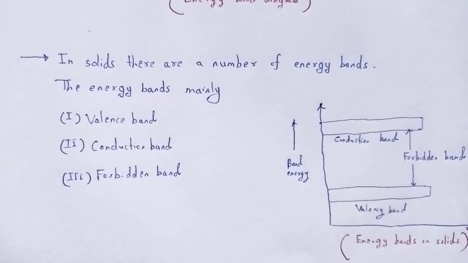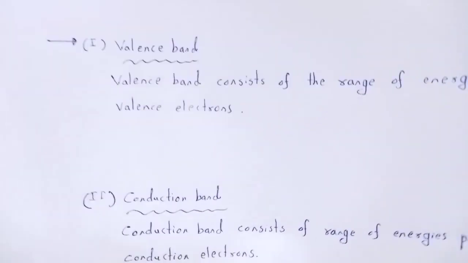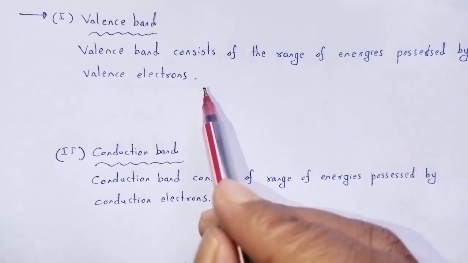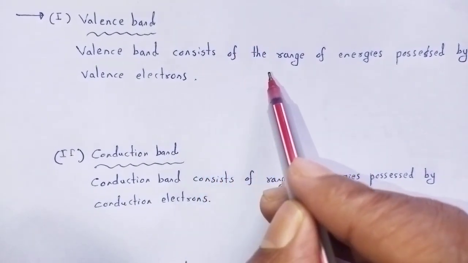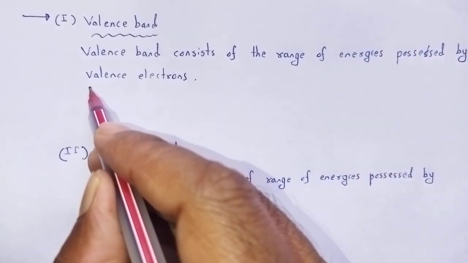Let us take a brief introduction towards valency band, conduction band, and forbidden band. So, what is valency band? Valency band consists of a range of energies possessed by valency electrons.